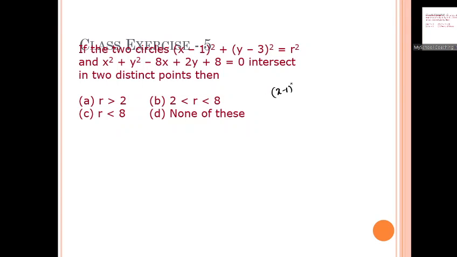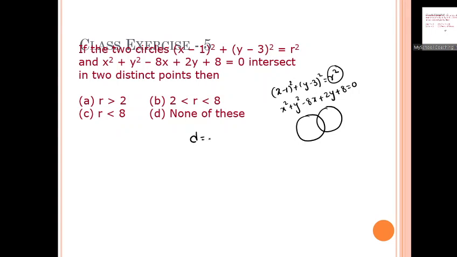(x minus 1) whole square plus (y minus 3) whole square is equal to r square. x square plus y square minus 8x plus 2y plus 8 is equal to 0. These two intersect at two distinct points. Iska matlab ye wale case mein hai. Then r ki values chahiye aapko. I think we have done a question like this in the last class, right? So solve karenge. Is question mein kya karna padega?